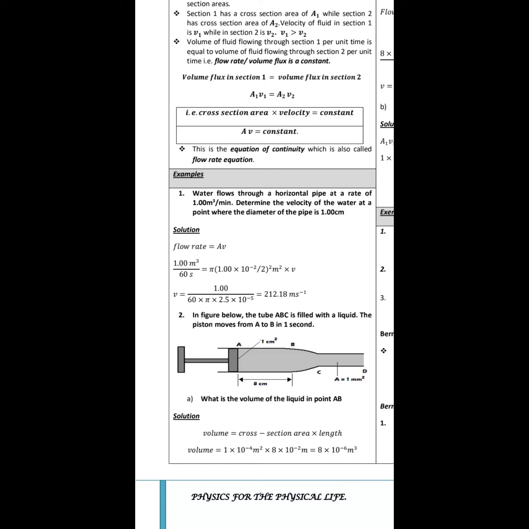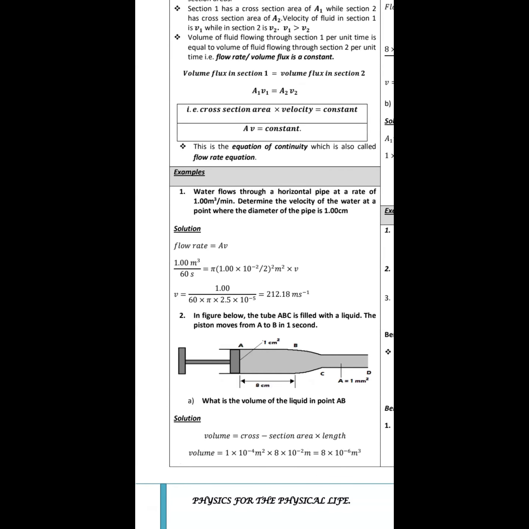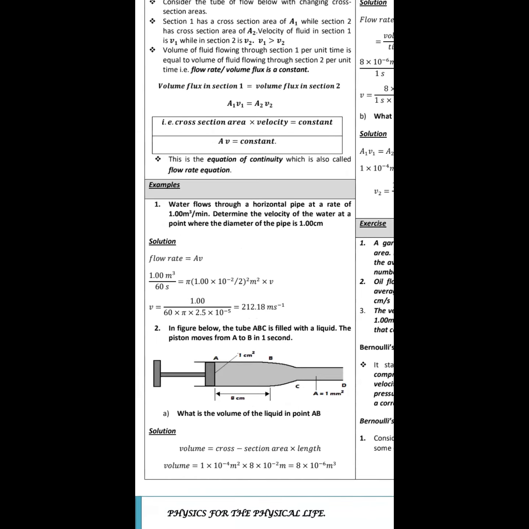Question C on the same question. What is the velocity of the liquid between BC?